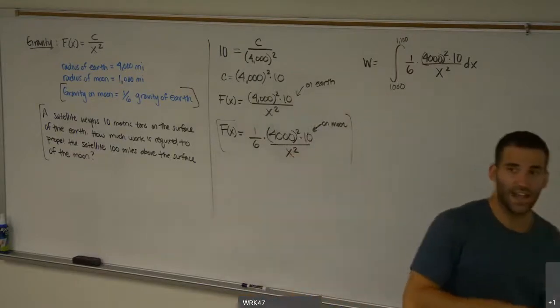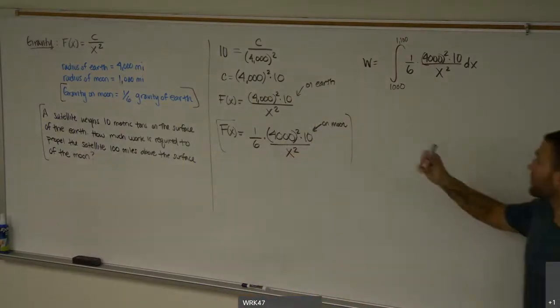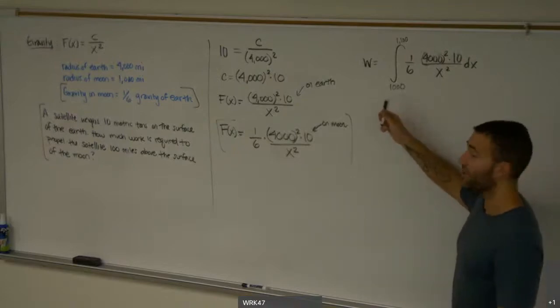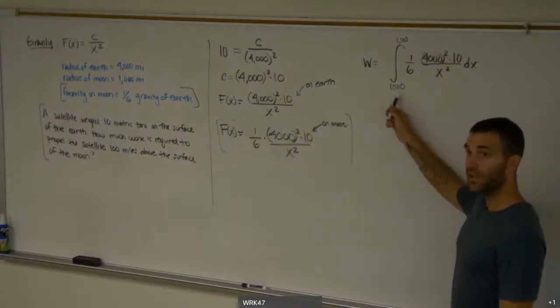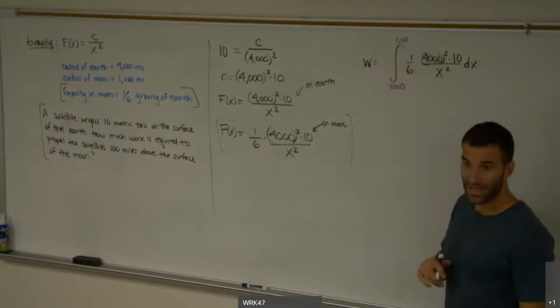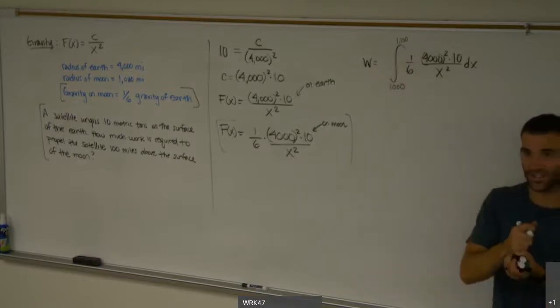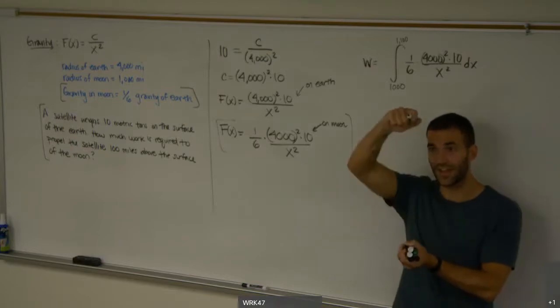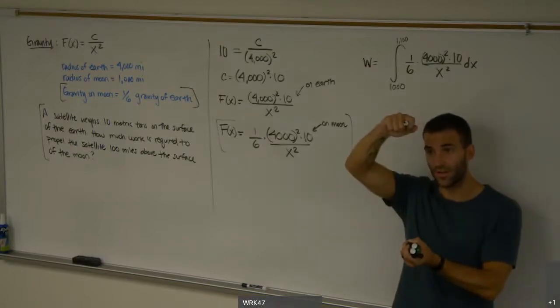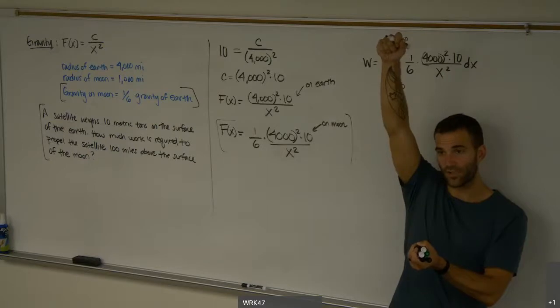So to send this satellite 100 miles above the surface of the moon, my lower bound, they are starting out 1,000 miles away from each other and ending 1,100 miles away from each other. And that's again because the satellite isn't starting at the center of the moon, it's starting 1,000 miles away on the surface of the moon, and therefore ending at 1,100 miles away.